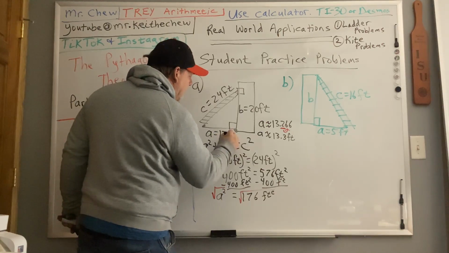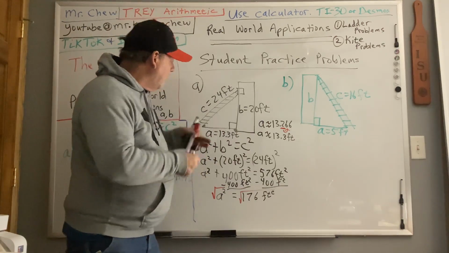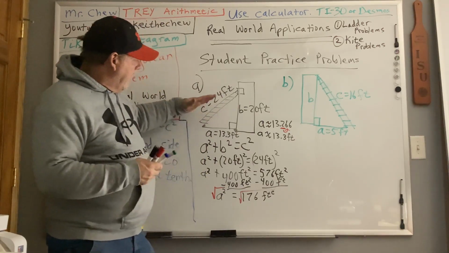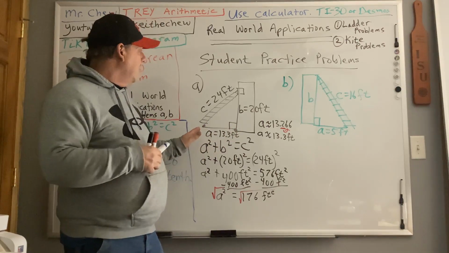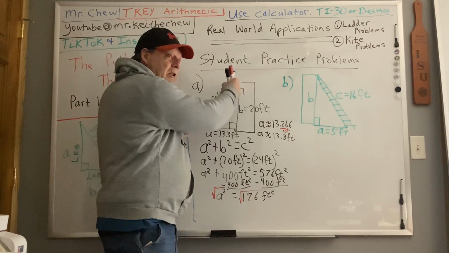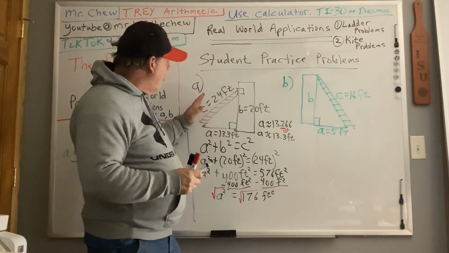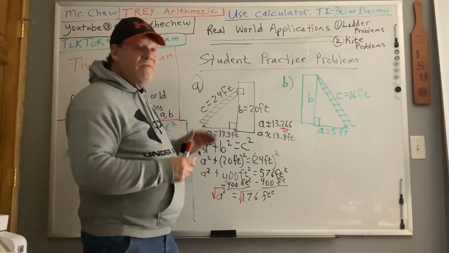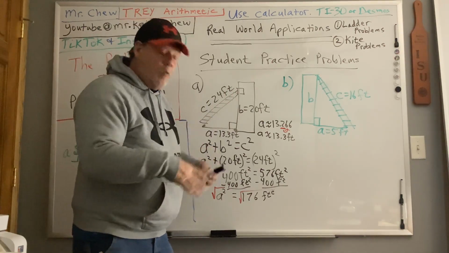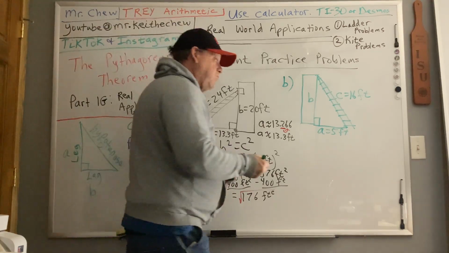And that seems like an awful long way to be away from there, which means that we would probably shorten the ladder up so that we would not fall and so that it would be safer. So that just gives you an idea of why we do this. All right, so now second example.